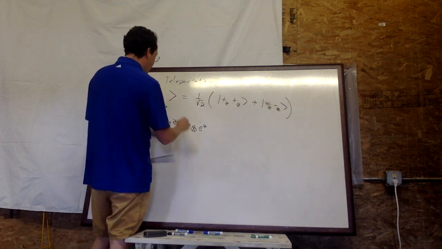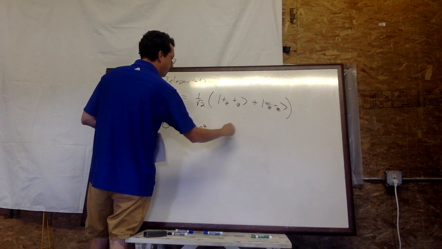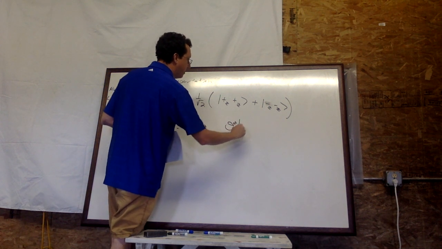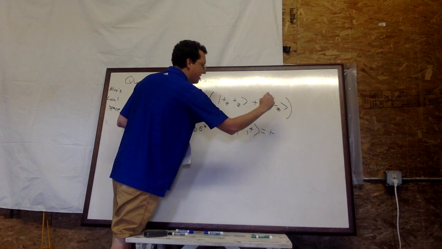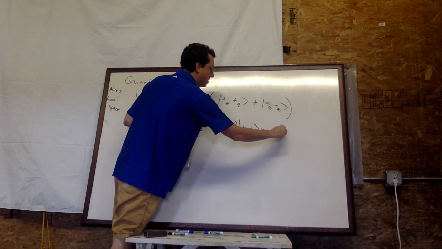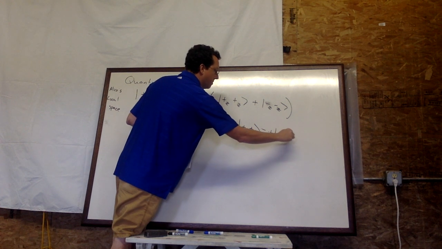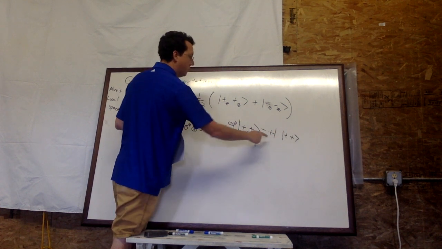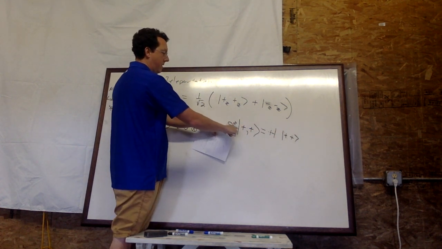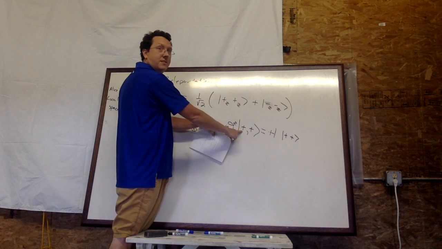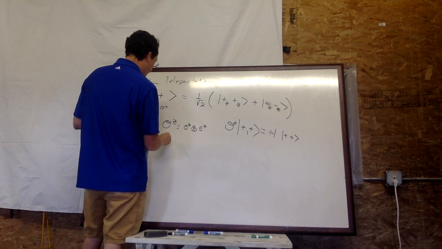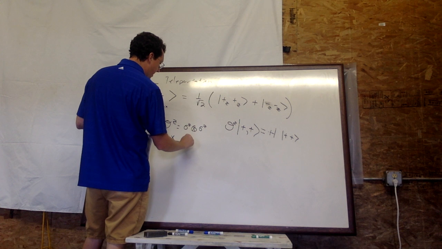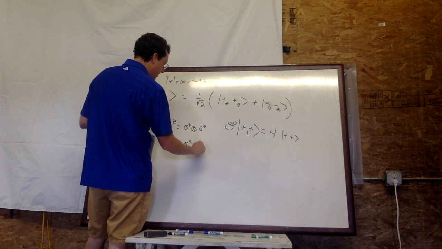And so what you get is that OZ acting on plus plus equals plus 1 times plus plus. So that's why this first one was a plus, because this was labeling the z part. What about OX? So that's going to be sigma x tensor sigma x.